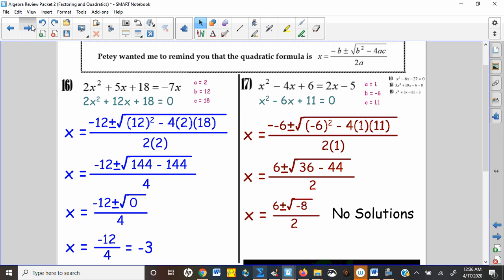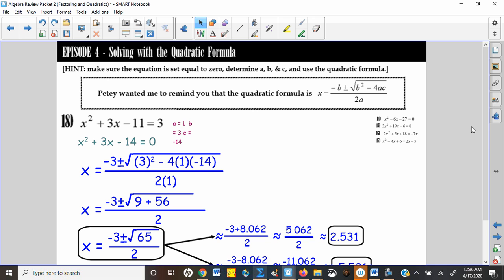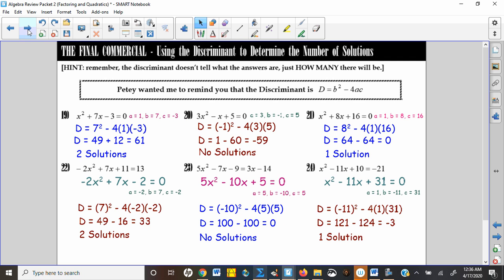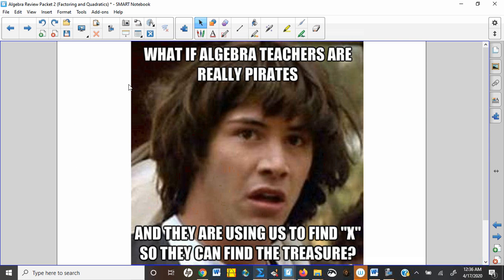All right. Here's another one. And here's where we just used the discriminant to determine how many answers there were. So we're just doing the b squared minus 4ac. And I think that's the end of the packet.